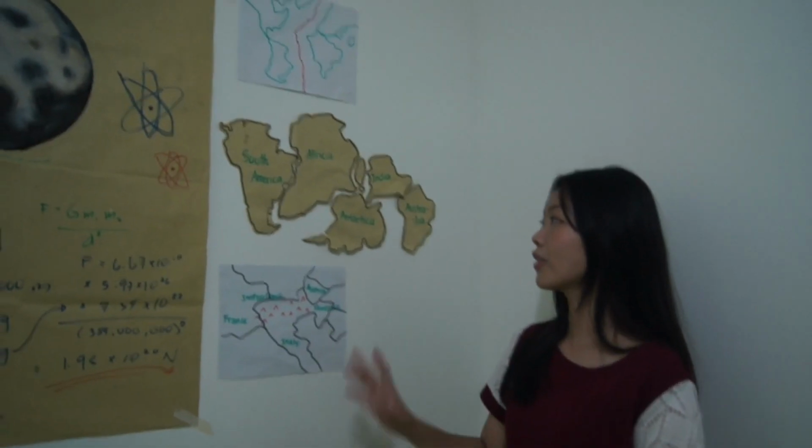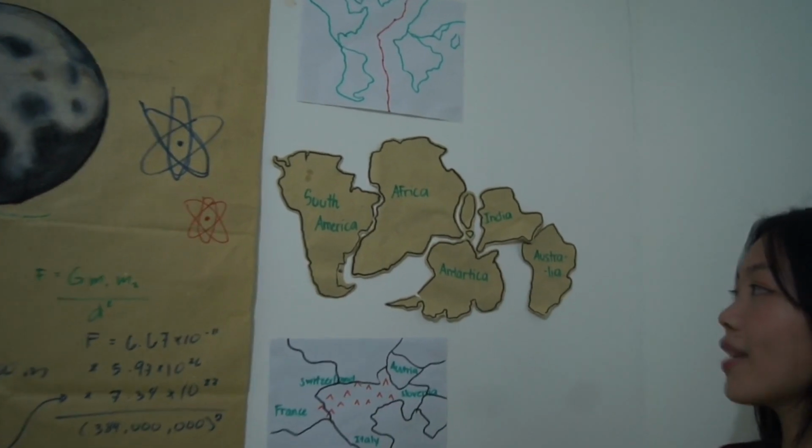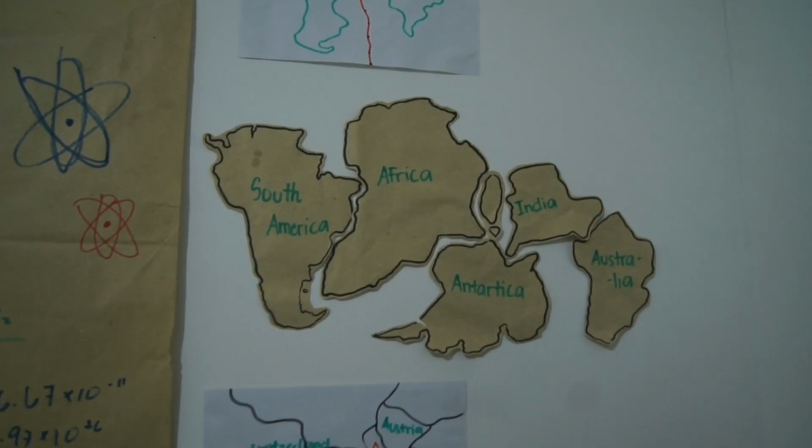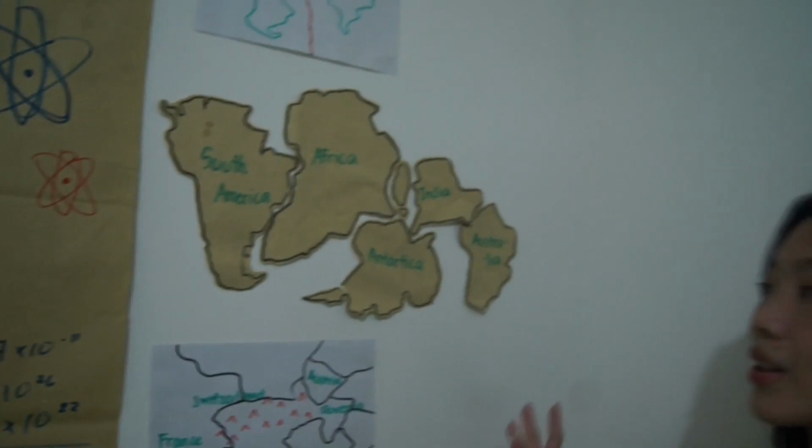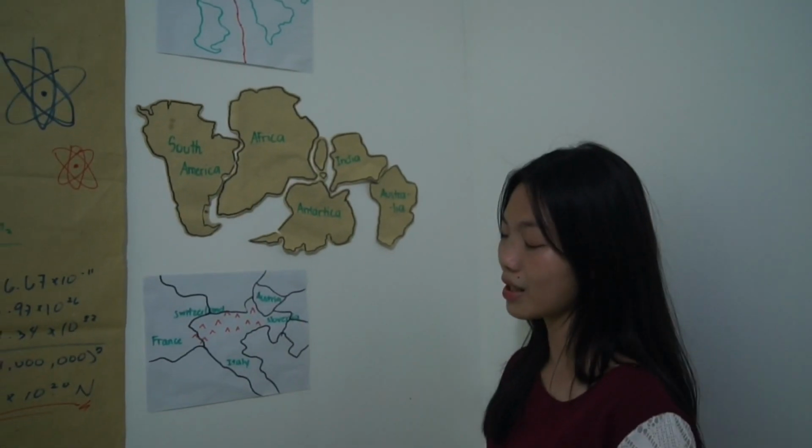Frank Taylor first found out that South America and Africa are connected to each other. But later on, Wegener found that not only these two are connected, but all of the continents are connected to each other, just like puzzle pieces, which we call Pangea.